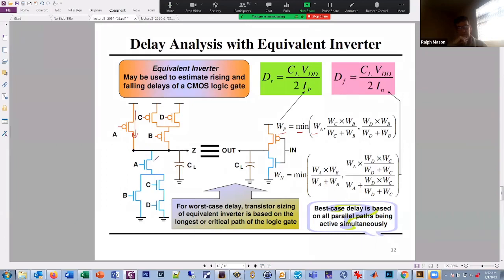And likewise for the NMOS, it's the minimum W effective of the two paths, which in this case is through two transistors, WA times WB over WA plus WB. In this case, it's three transistors, which is the long expression if you expand it out. Does anybody know a better way than doing it this way? What's the other way to do this? Did you guys learn about conductances?